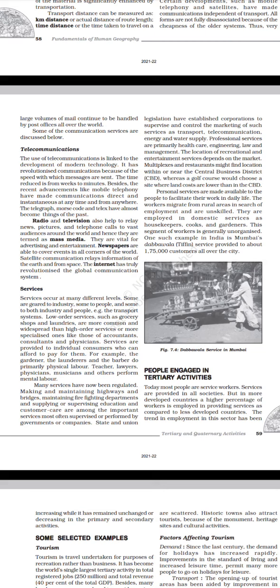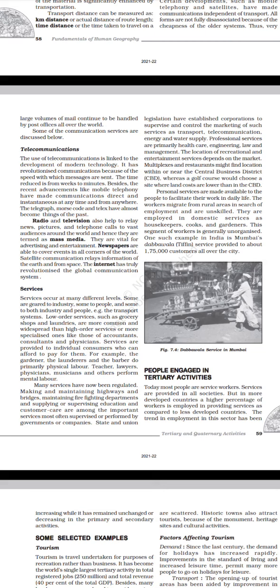Radio and television also help to relay news, pictures, and telephone calls to vast audiences around the world, and hence they are termed as mass media. They are vital for advertising and entertainment. Newspapers are able to cover events in all corners of the world. Satellite communication relays information of the Earth and from space. The Internet has truly revolutionized the global communication system.